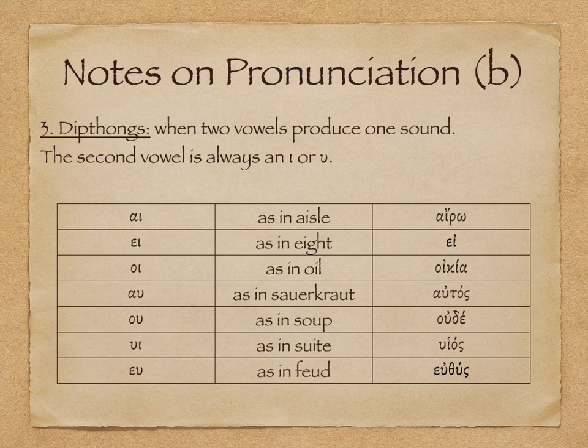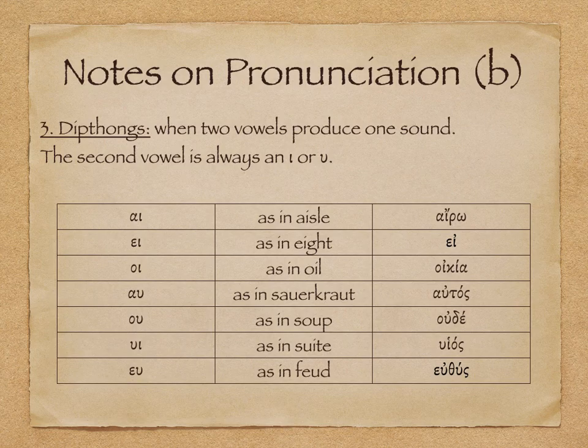Third, diphthongs are the occurrence of two vowels that produce just one sound. It's sort of a bringing together of these two vowels into one sound, and the second vowel is always an iota or an upsilon. So, alpha iota as in isle, hiero. Epsilon iota as in eight. Omicron iota as in oil, oikia.